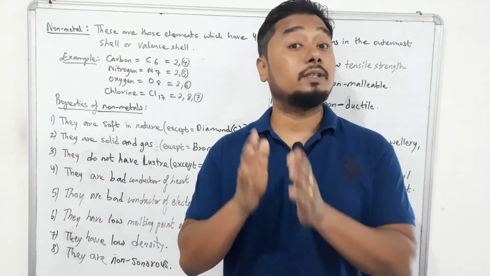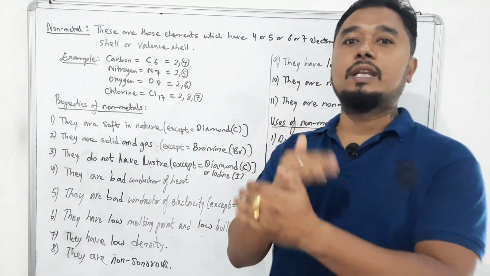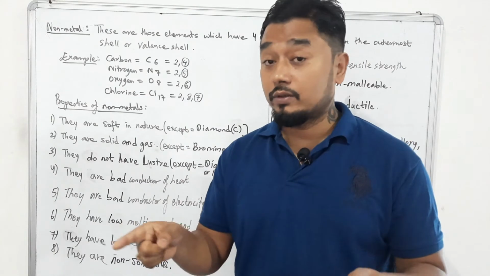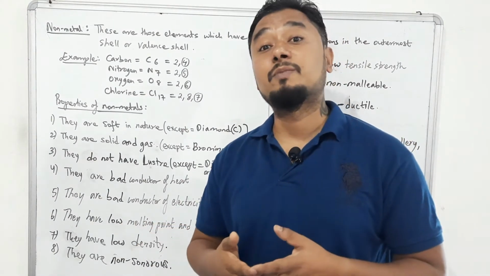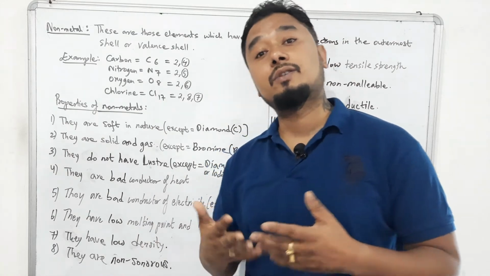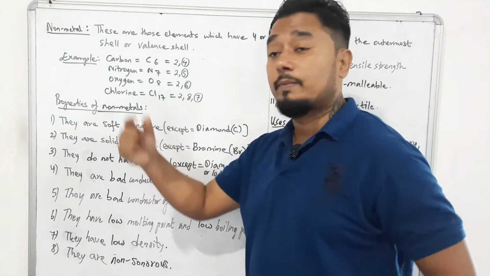So do remember the 11 properties of metal. Make them opposite, and they become the 11 properties of non-metal. And if you remember the 11 properties of both, then you can write the differences for any marks. If I give you 5 marks, write 5 points. 6 marks, you write 6 points, and so on. So now let us go through the properties of non-metal once again.